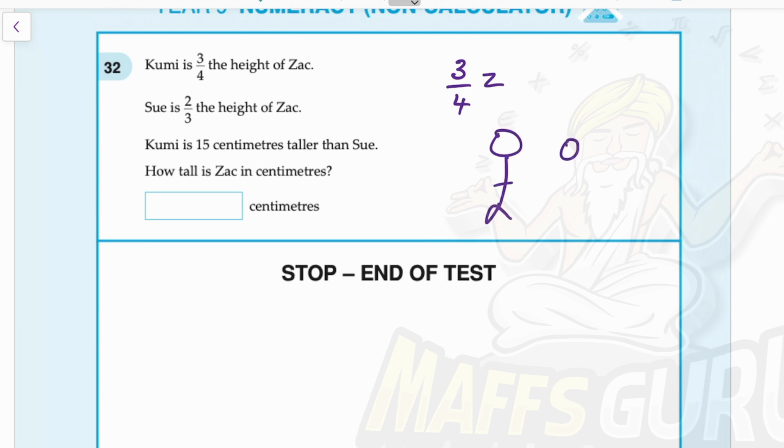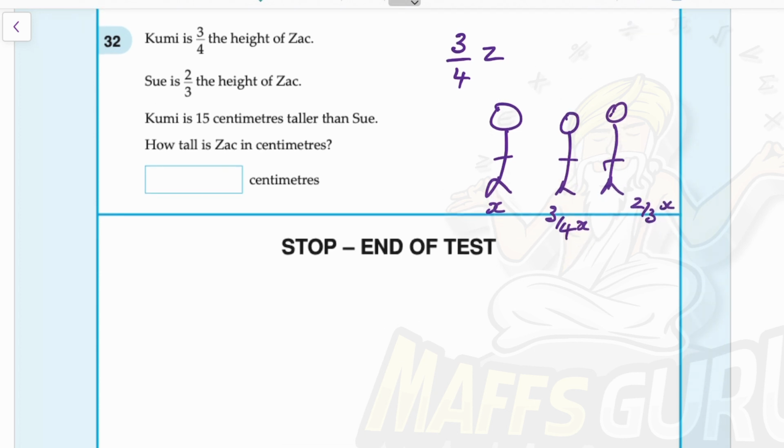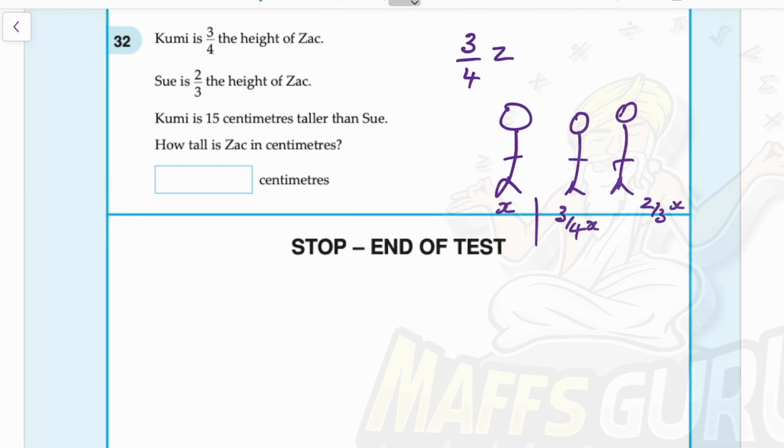So here's Zach. Here is Kumi. And here is Sue. So he's x. He's 3/4 of x. If we take x as the height of Zach, and they're 2/3 of x, and we know that if we were to do this value here minus 15, we'll get this one here.